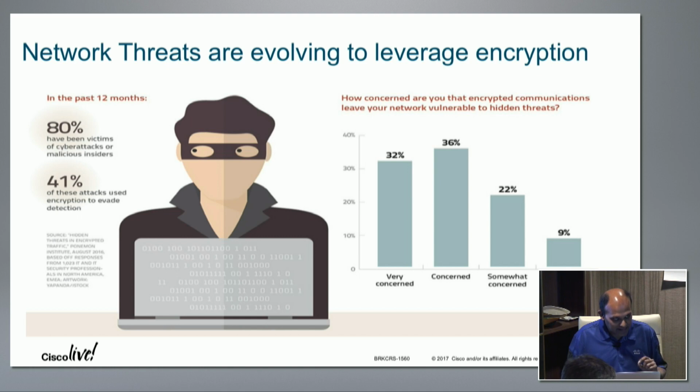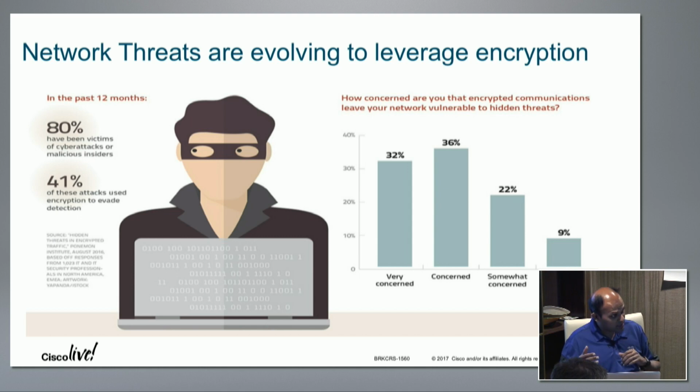The second trend is that encryption, unfortunately, is a double-edged sword, right? There are people who are using it for good reasons, but then there are threat actors who are starting to use it for other reasons, right? What we're starting to see is that a significant percentage of malware is now starting to leverage encryption to evade detection. Almost 40% of malware in a study we did is evading detection by using some form of encryption, right?